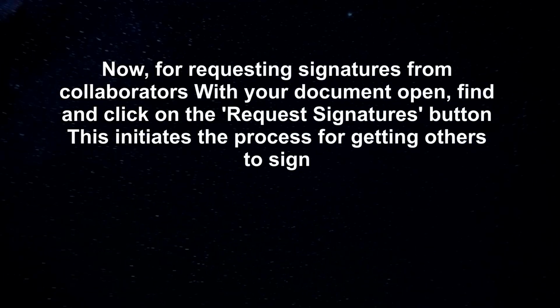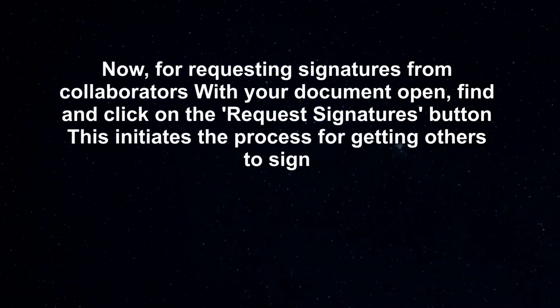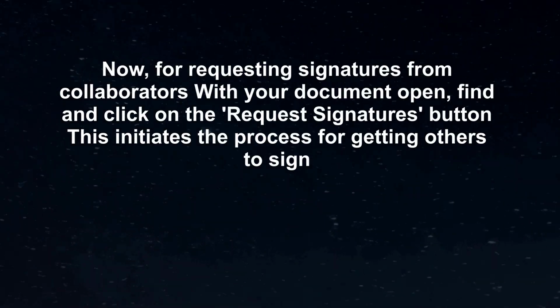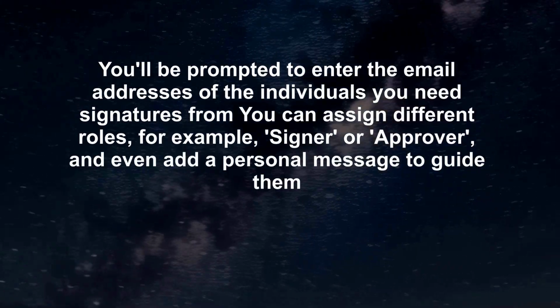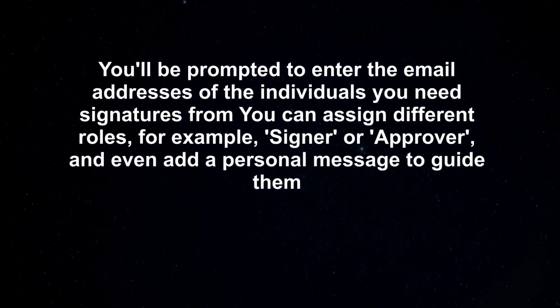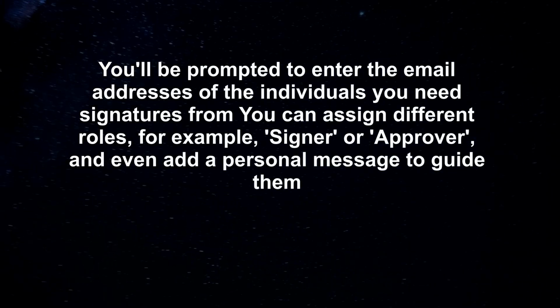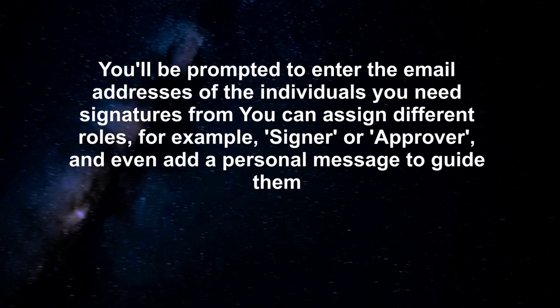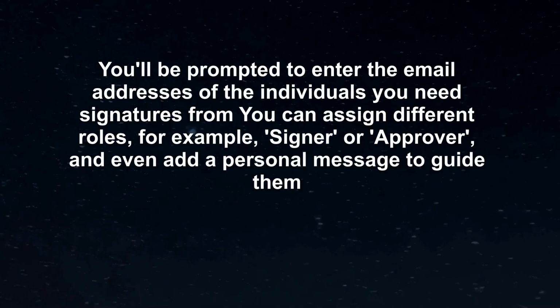Now, for requesting signatures from collaborators with your document open, find and click on the Request Signatures button. This initiates the process for getting others to sign. You'll be prompted to enter the email addresses of the individuals you need signatures from. You can assign different roles, for example, signer or approver, and even add a personal message to guide them.